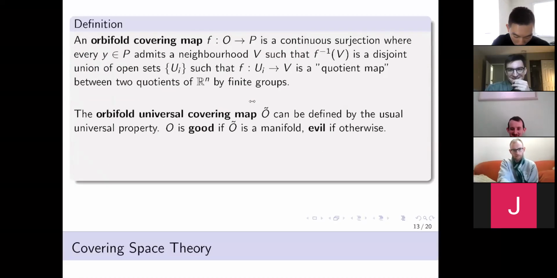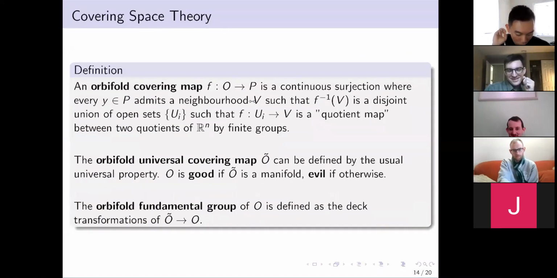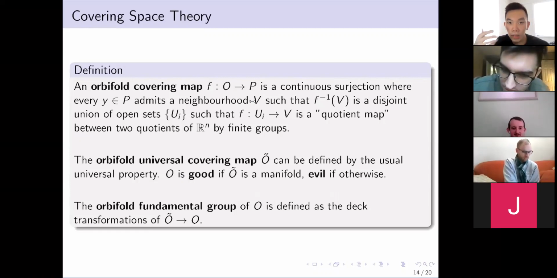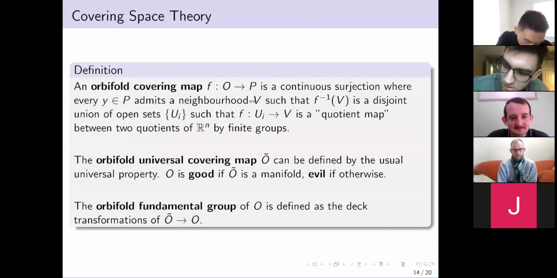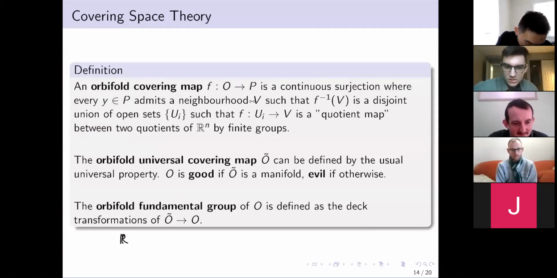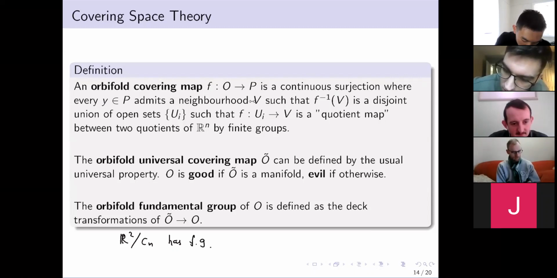And lastly, I also want to point out that we can try to define the fundamental group as well. So the orbifold fundamental group, I do not wish to define in terms of paths or loops or homotopy or whatsoever. I just define it simply by the deck transformations from the universal covering to this orbifold. So I think the easy one would be the cones again. So the infinite cone, let's say R2 modulo Cn. The fundamental group of this guy is literally just Cn. It's a finite group of order n.